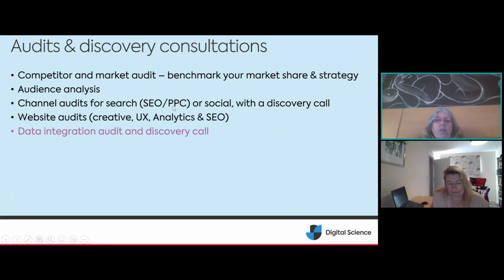The data integration, audit and discovery call, unfortunately, there is a charge to that one because that's much more complicated. It also involves our colleagues over in South Africa and our analytics team here. So we will try and understand to start with what you're doing, but later on the more detailed audit will be charged for. And again, if you use us, you get that back.